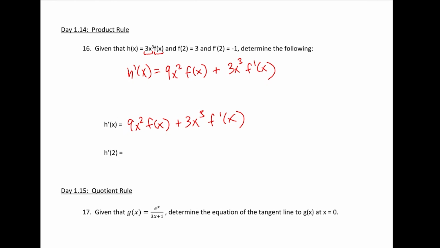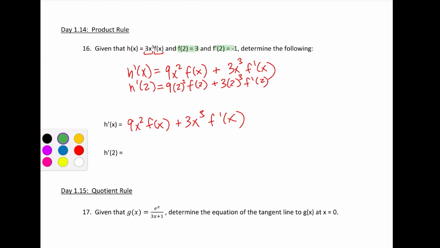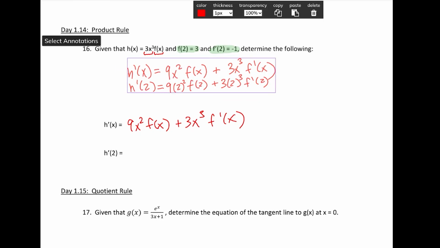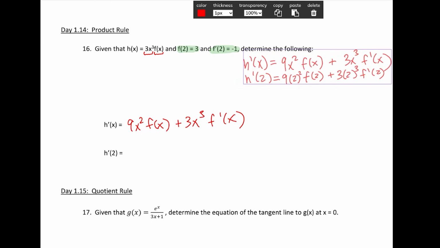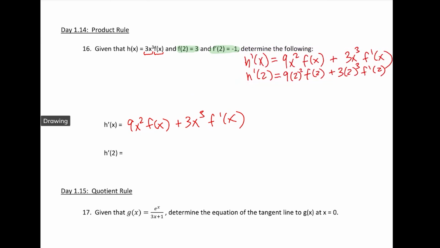h prime of 2. So we're going to substitute in 2 here. So h prime of 2 is going to be 9 times 2 squared times f of 2 plus 3 times 2 cubed times f prime of 2. Now the f of 2 and the f prime of 2, both of those are given to you up here. So you don't have to calculate them out separately. In fact, they don't give you f, so you wouldn't be able to do that anyway, even if you really wanted to. So I'm just going to move this up to give myself a little bit more space here.